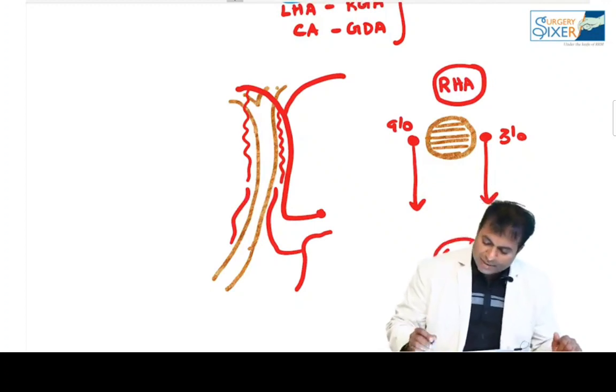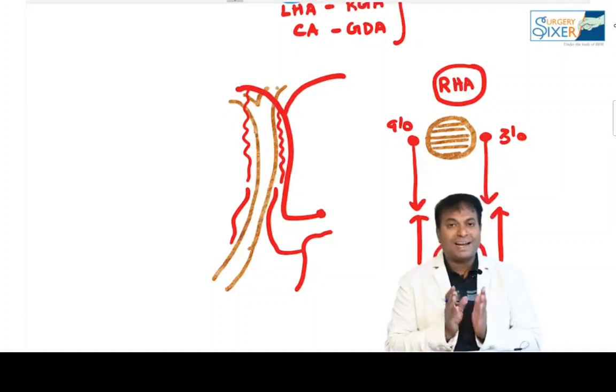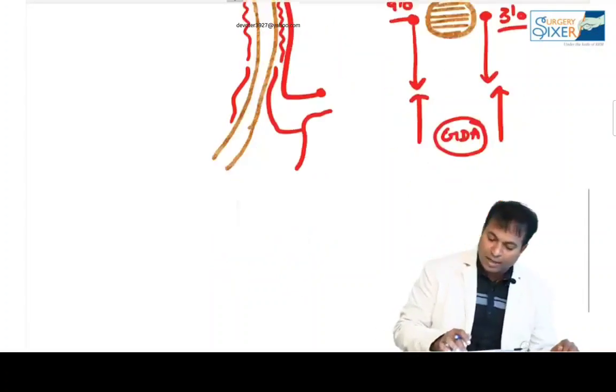GDA also gives branches running along the bile duct from below upwards. So the bile duct has the polyductal vessels that run at the 3 o'clock and 9 o'clock positions, coming from the right hepatic artery. So please don't forget this point.